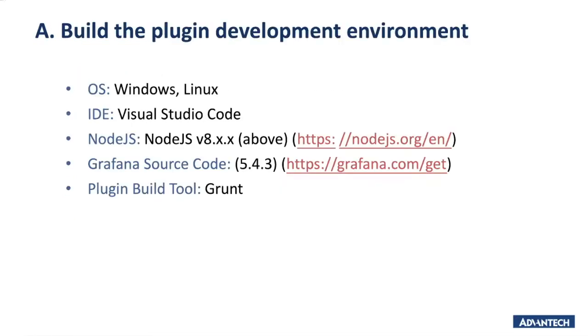Okay. You can build your plugin on Windows or Linux, and you have to install Visual Studio Code. That's also what we're going to use during the course. You're going to need to install Node.js with version 8 or above, and we're going to be using the Grafana source code with version 5.4.3. And we need to install Grunt to do the housekeeping stuff for our project.